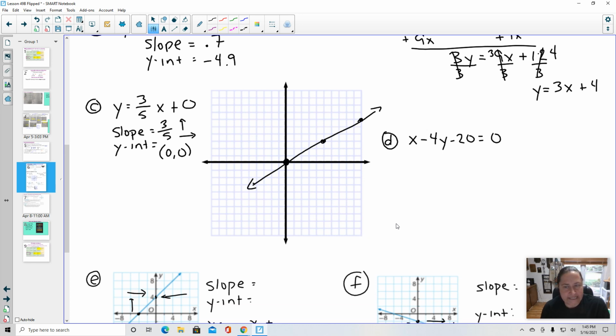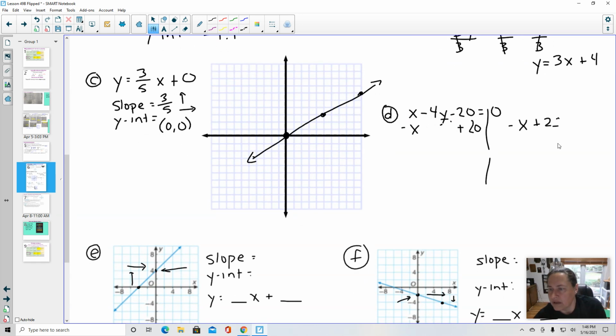All right, D brings us on there. We need to solve this. So I need that y by itself. Okay, so I'm going to subtract an x, and I'm going to add a 20 to that right side. That leaves me with a negative 4y equals negative x plus 20.